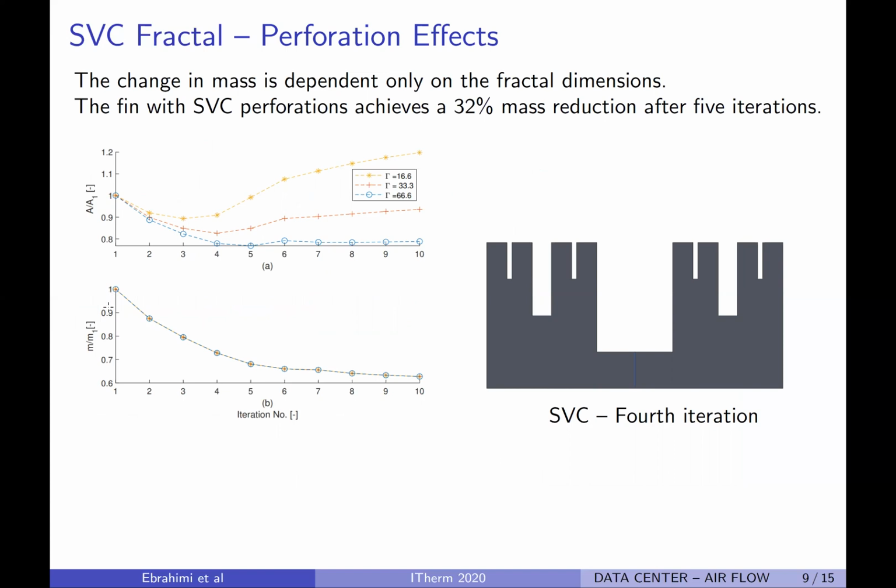As you see, the fin mass is a strong function of fractal iteration. And on the top, the fin effective heat transfer area is a function of both iteration and the fin thickness. You see for the thinner fin, the blue one, the fin effective heat transfer area reduces up to the 5th iteration, and then it slightly increases and then becomes constant. For the thicker fin, the fin effective heat transfer area is reduced up to the 3rd iteration, then it increases.